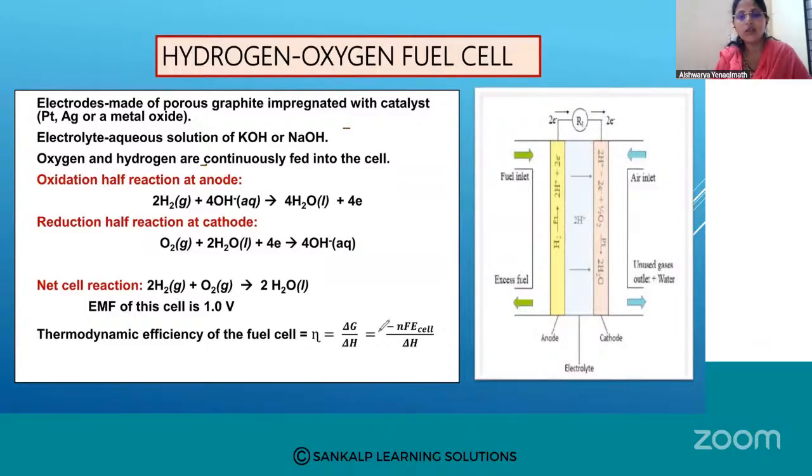So delta G now we can write like this, minus nFE cell, where n is number of electrons, F is Faraday's constant, 96,500 or 96487 coulombs. Then E cell means what? It is the cell potential. Efficiency is delta G divided by delta H, enthalpy change, correct? So this is about hydrogen oxygen fuel cell.